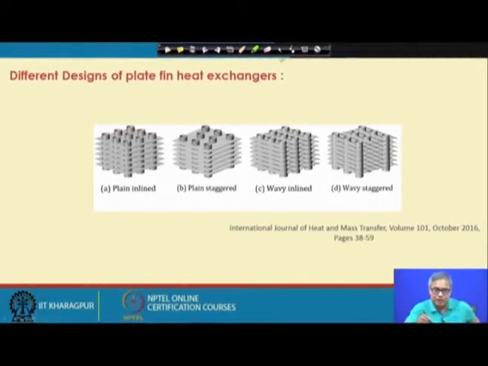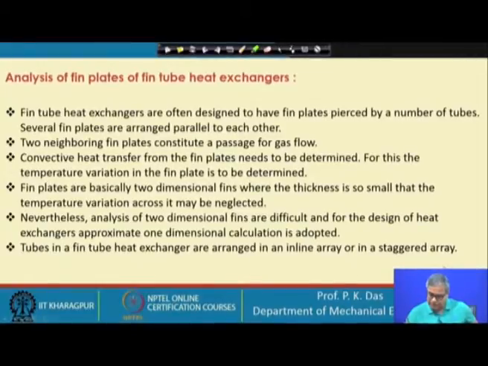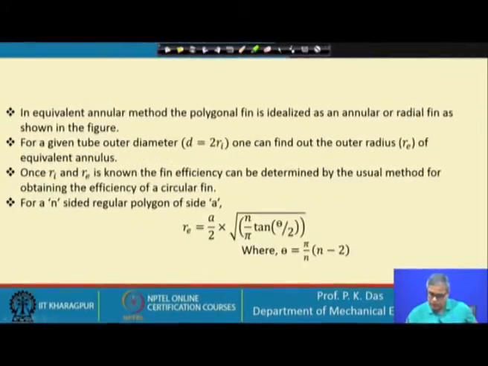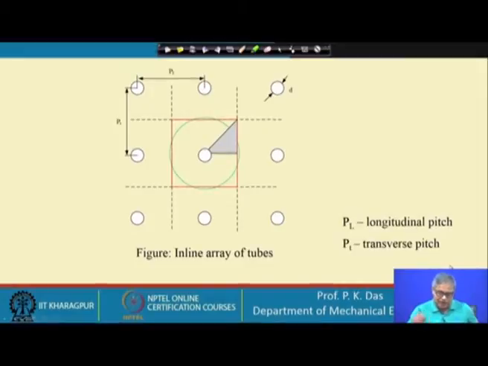That is what we are going to do, and the equivalent annulus method I have already described. So, this is the equivalent annulus method, knowing R I and R E. Basically R I is given by d by 2 and R E is given by the radius of this green circle, and from there we can determine the fin efficiency by the usual procedure.